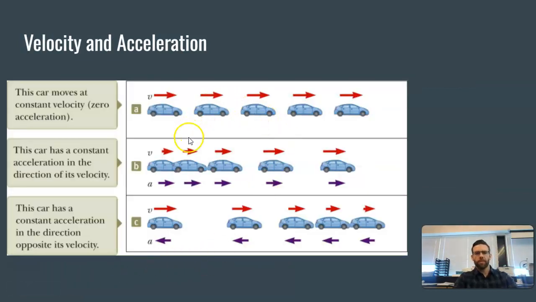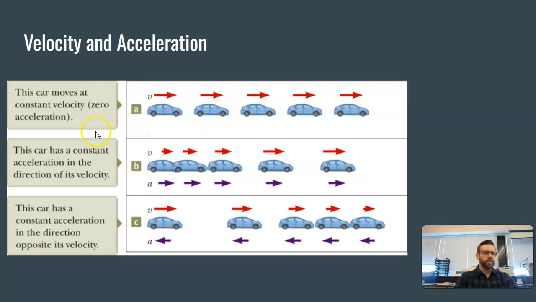So here's another example of vectors, and let's talk about some different situations where velocity and acceleration are going to be analyzed carefully. So let's look at this first picture here. This car moves at a constant velocity. That means there's zero acceleration. And that's what we've been looking at for the first 2 days when talking about velocity. We're really just talking about something that has some kind of constant velocity. So in this case, the car is just moving along at a constant velocity. Notice that the velocity arrows, the velocity vectors, are the same size every step.